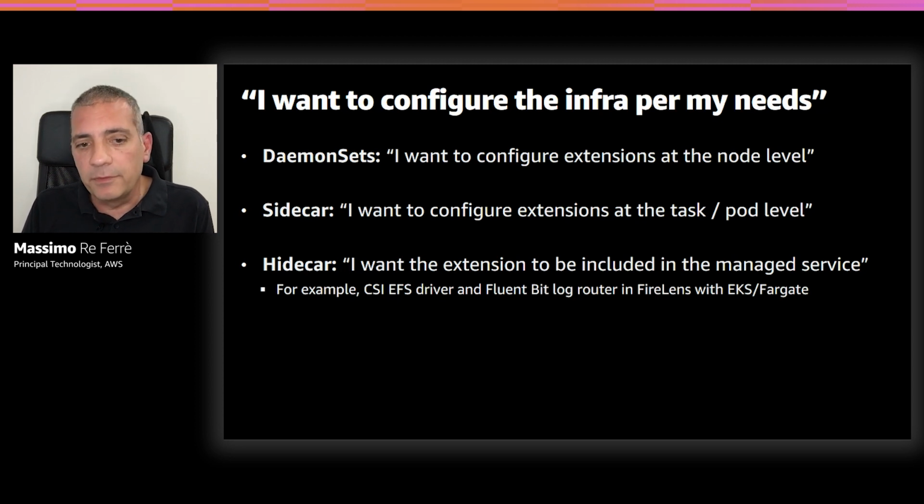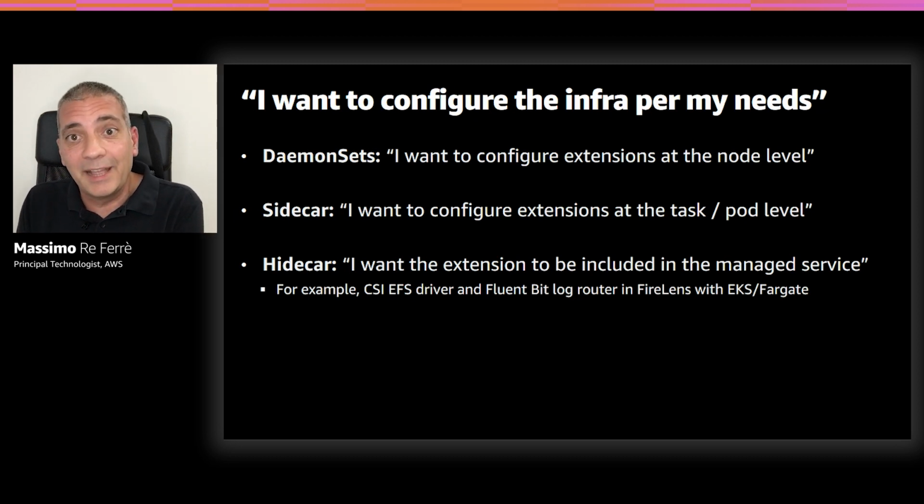A good example of these are the CSI EFS driver or the Fluent Bit router with FireLens when you use EKS and Fargate. If you use EKS Fargate and you need to connect to EFS storage, or you need to send logs through the FireLens router to Elasticsearch or CloudWatch, you don't need to have those extensions. We will provide that as a service for you as part of the managed infrastructure that Fargate is.